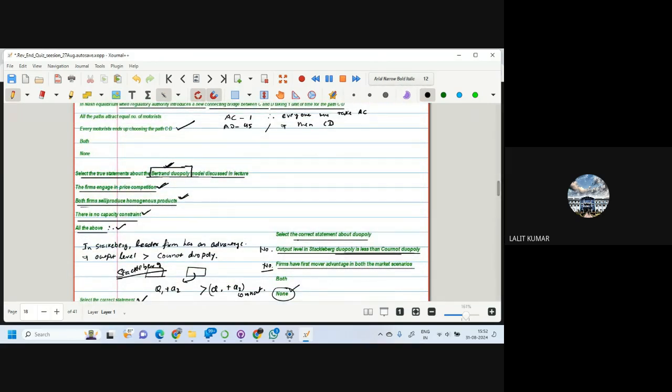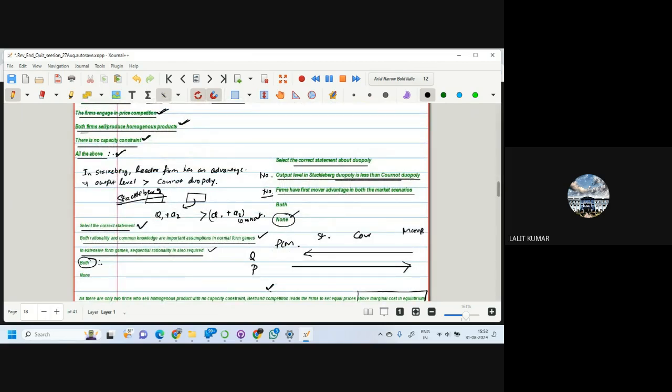Okay, select the true statements about the Bertrand duopoly, which Shini sir just covered. So what happens in the Bertrand duopoly? The firms engage in price competition. Yes, both firms produce homogeneous products. These are the assumptions. And there is no capacity constraint for both. So all are valid assumptions for Bertrand duopoly.